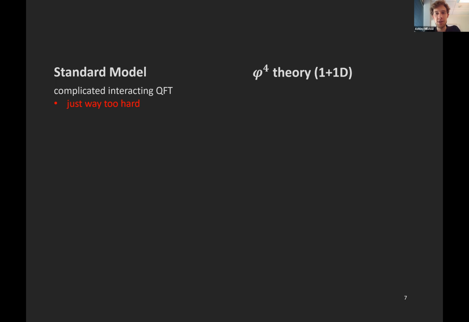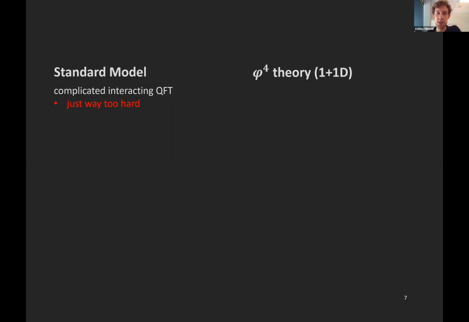One simplification might be to look at part of the standard model. So we have a scalar field in the standard model. And a simple interacting scalar field theory is phi 4 theory. And we could make it even simpler. We could go to 1+1 dimensions.